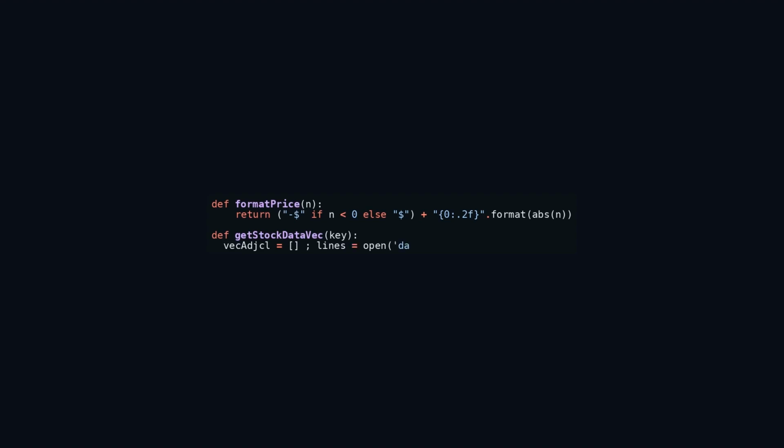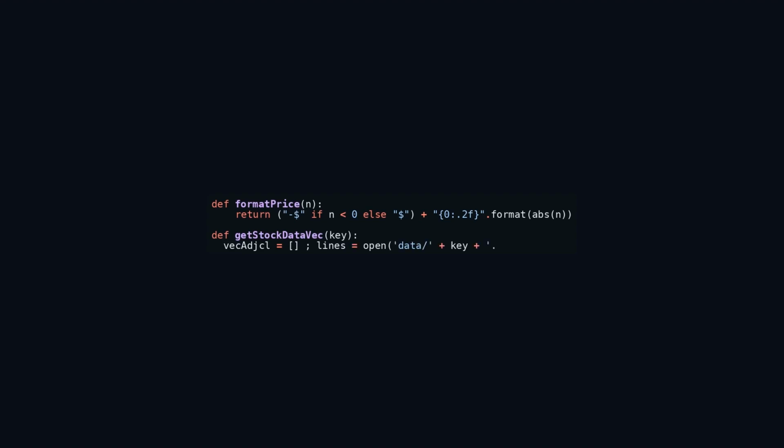The code excerpt provided forms a segment of a broader script, presumably focusing on financial data analysis or stock market forecasting. Let's delve into the functions outlined in the code. 1. Format price. This function converts a numerical value n into a currency string with 2 decimal places. You can add a minus sign as a prefix if the number is negative.